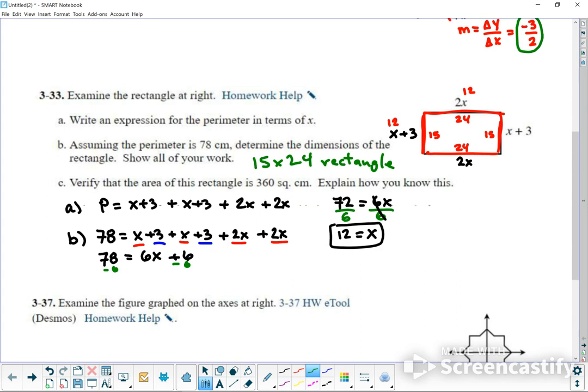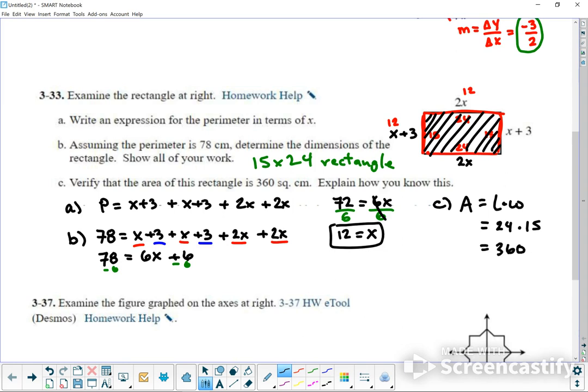Okay. Verify the area of this rectangle is 360. So if this is a rectangle, and if we want to know the area, we have to multiply the 15 by the 24, or the length times the width, to get the area. So on part C, area equals length times width. In this case, it's going to be 24 times 15. Use a calculator if you don't know, or do it by hand, but I will have 360. So that is the area.